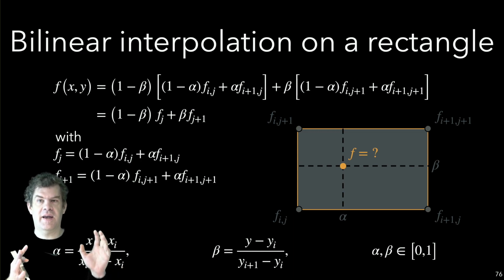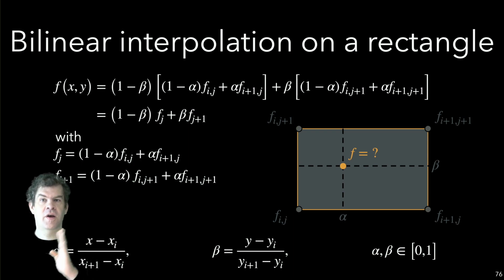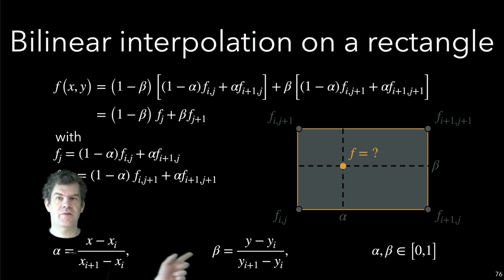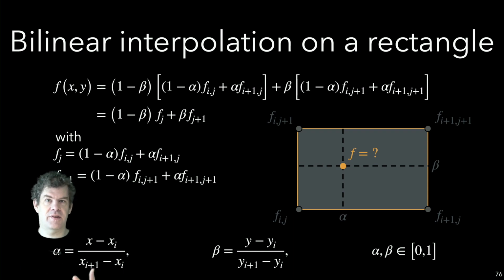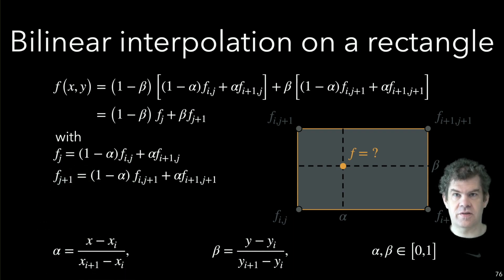So this way I get an alpha from 0 to 1, where 0 is all the way to the left, 1 is all the way to the right. And I can do the same with the y coordinate, okay? And then this thing I call beta. This is really just a normalization.